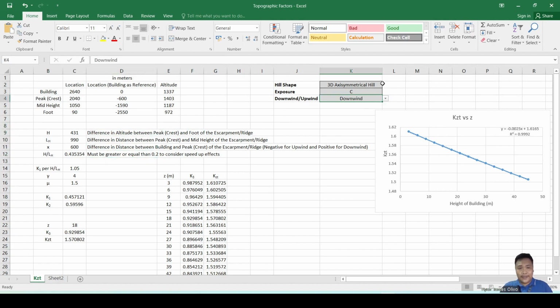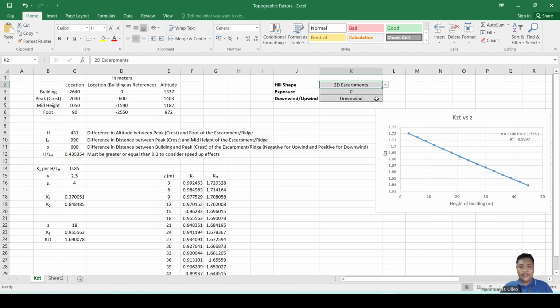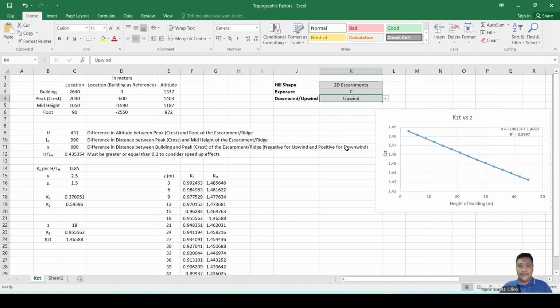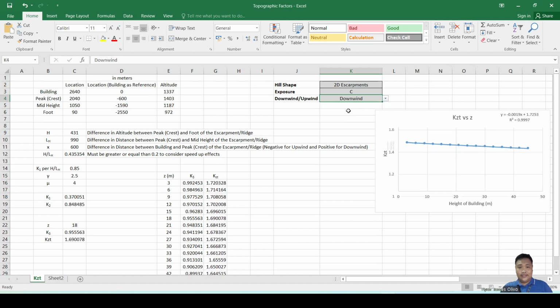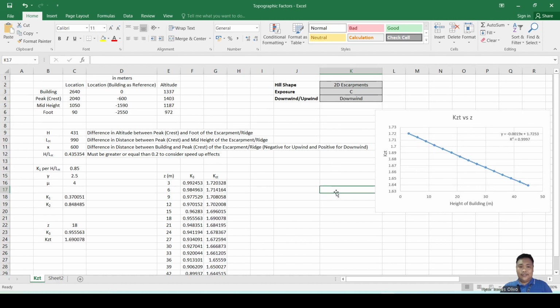Let's try to compare which is higher, the downwind or the upwind. Upwind gives us a lower KZT compared to the downwind. So that is one of the examples of topographic factors.